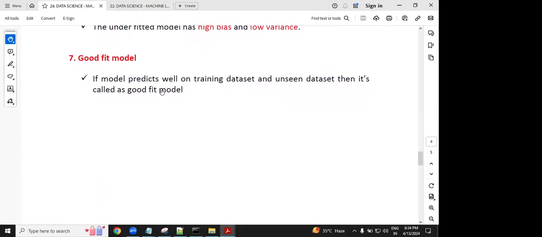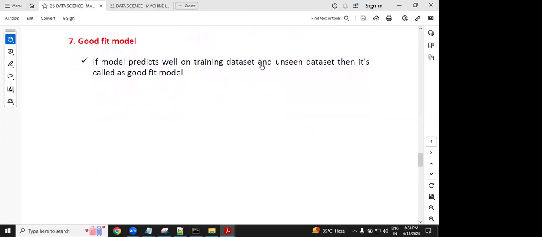Now, if a model predicts well on the training data set and the unseen data set, then it is called a good fit model. Good fit. Let me tell you.